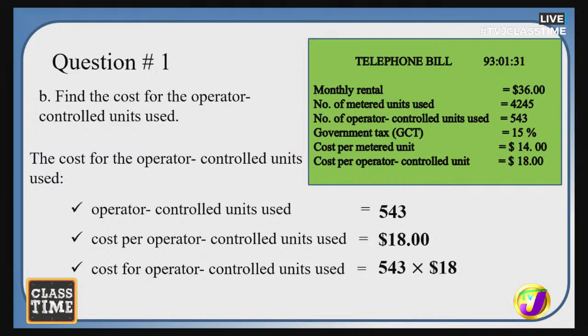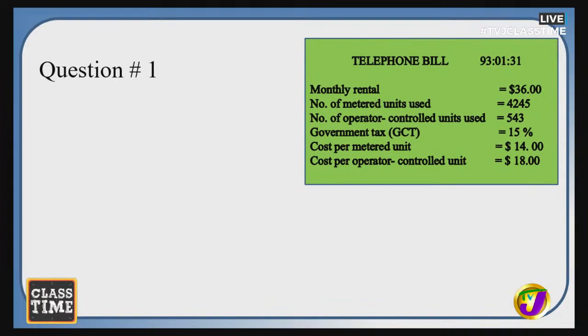543 multiplied by $18 will give us a grand total of $9,774. Okay. We can appreciate that. So let us continue. Now we're hurrying along because we have to understand about the government tax. And we looked that it's 15% of the total.